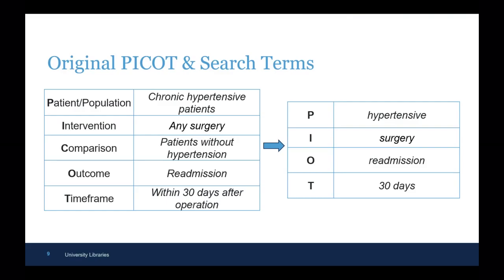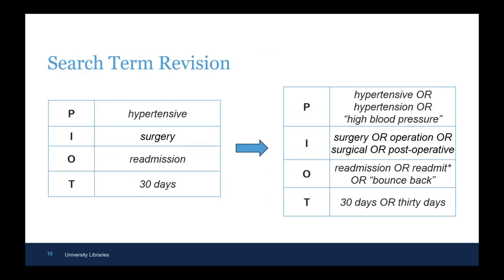As a refresher, here was our PICO framework and our original search terms. So for my patient population, I could add hypertension or high blood pressure to hypertensive. I could also add other synonyms for surgery, like operation or surgical. I could also add the term postoperative, since I'm interested primarily in a postoperative outcome. And then I could also add readmit, or even an informal term like bounce back, to capture more studies for readmission. And finally, I could spell 30 instead of using the number 30, or I could try leaving it off and seeing if I get other results that maybe don't mention a time frame for readmission.